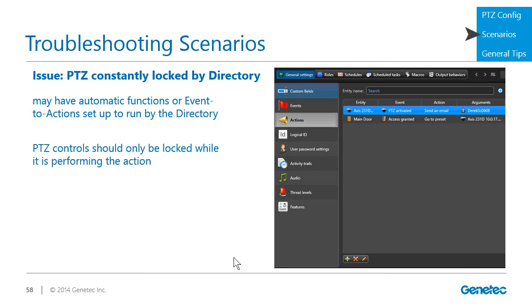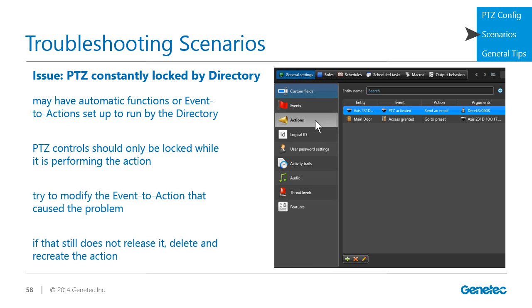Now normally it should release the PTZ for manual use right after it finishes, but you might see a case where the PTZ gets locked by the directory and won't go back to an unlocked state. In that case, take a look at the general settings of the system task under the Actions tab and see if anything is set to run for this PTZ.